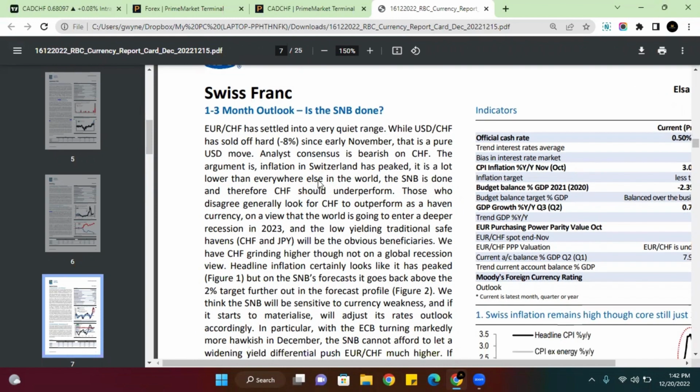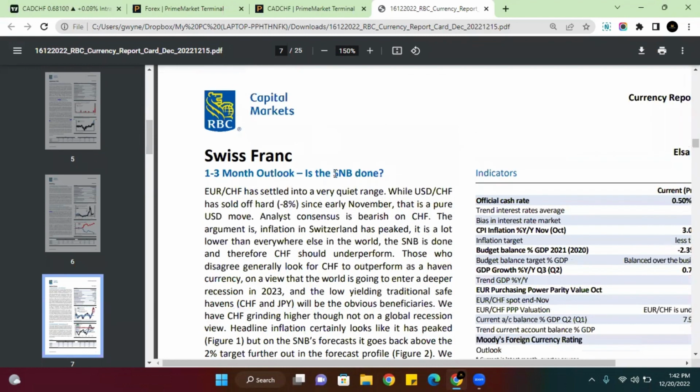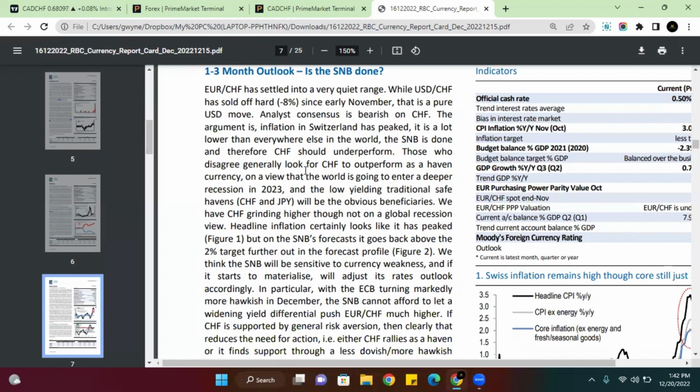So this is an institutional report from RBC Capital, a one to three month outlook on the Swiss franc. Euro Swiss franc has settled into a very quiet range, while USD Swiss franc has sold off hard, minus 8% since early November. This is the pure USD move. Analyst consensus is bearish on the Swiss franc. The argument is that inflation in Switzerland has peaked, and it is a lot lower than everywhere else in the world. That's a positive on their end. The SNB is done, and therefore the Swiss franc should underperform, right?